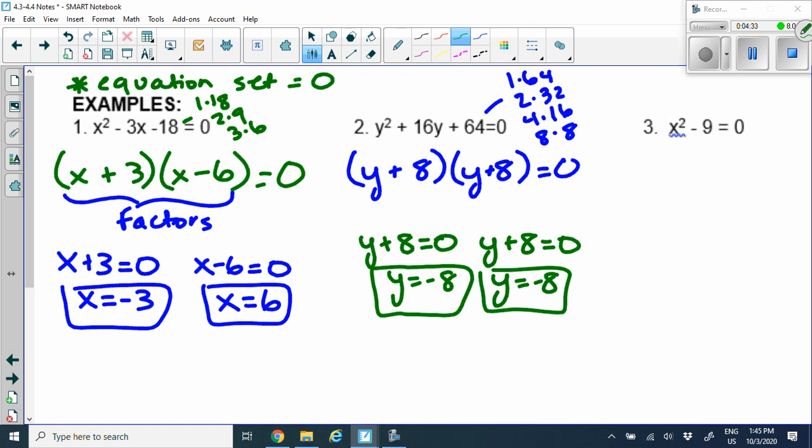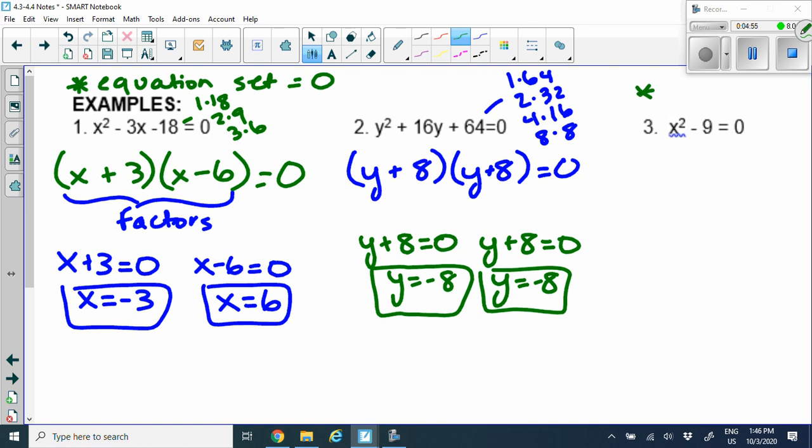Okay, let's look at number 3. Now, remember, first, is this already set equal to 0? Yes, we have x squared minus 9. Do these two terms have anything in common that we can take out? No. Now, notice what this is. It is a binomial. We're subtracting. Notice there's no middle term. And look at that number 9. What do we know about it? It is a perfect square.